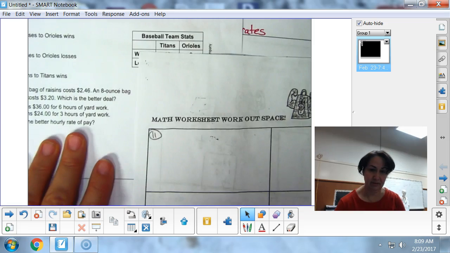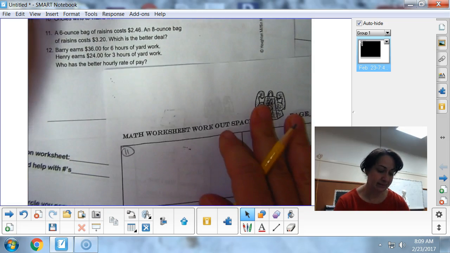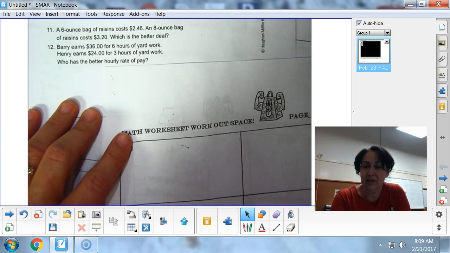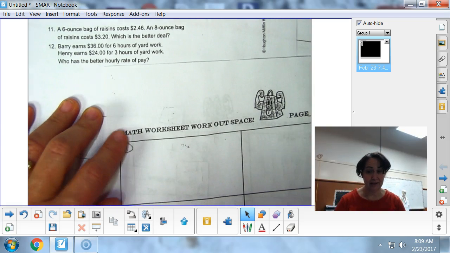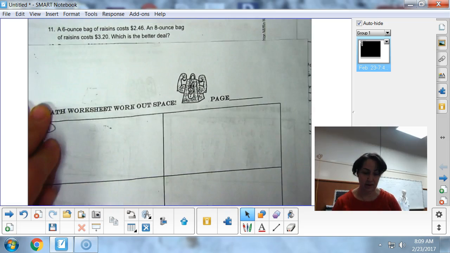Maybe 11 and 12. 11 says a 6-ounce bag of raisins cost $2.46. An 8-ounce bag of raisins costs $3.20. Which is the better deal? To find the better deal, we have to find the unit rate and see which one is less. I want to see how much 1 ounce costs of each one.